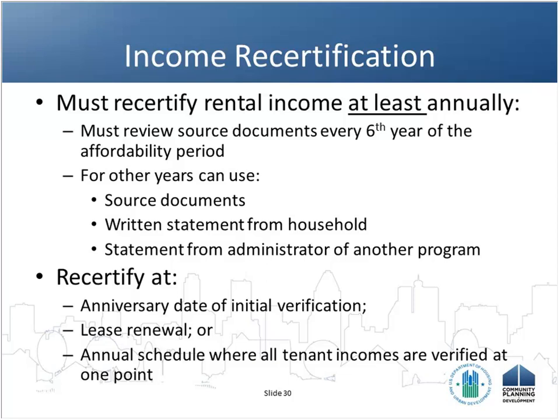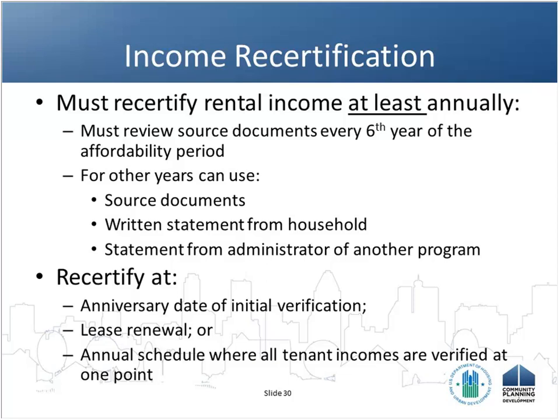Now, there's been some confusion over the years where folks thought this meant 6 years from when the tenant moved in. It is not. It's based on the 6-year anniversary of the affordability period. So if I have a project that has a 20-year affordability period, that means the 6th, 12th, and 18th year, I would have to make sure that I do full source documentation for all tenants.